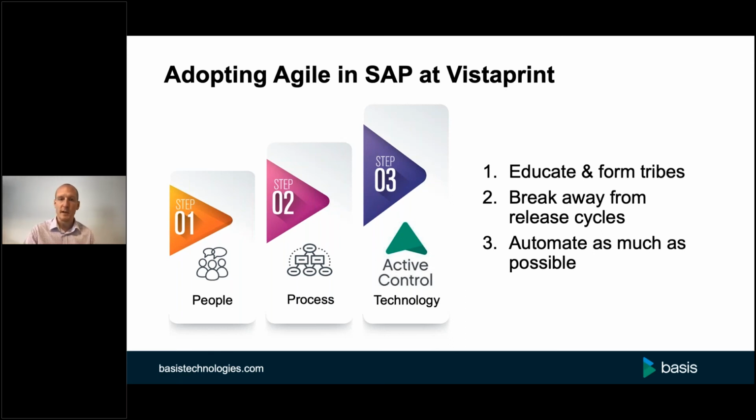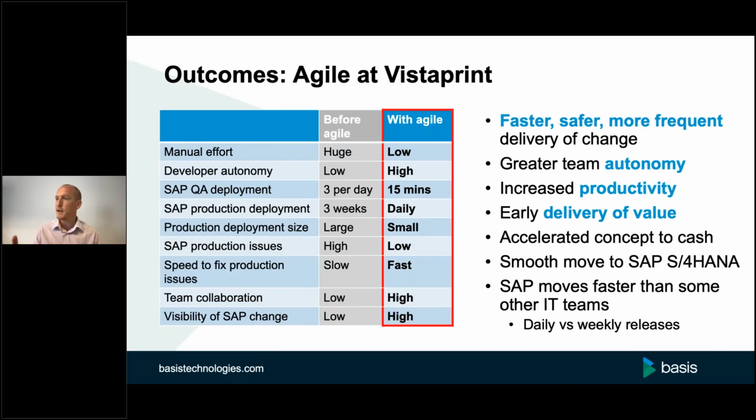So it's a 1, 2, 3 at Vistaprint to adopt Agile in SAP, and you can see here on the screen some of the outcomes that they feel that they've got from this approach. So faster, safer, more frequent delivery of SAP change, greater team autonomy, and certainly the Basis team have to hold many fewer hands these days, increased productivity across the team because of things like that, and early delivery of value, which, as I mentioned right at the start of the presentation, is really important.